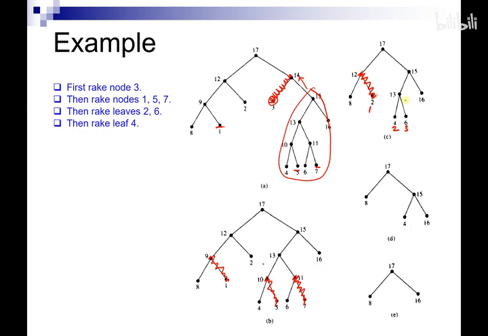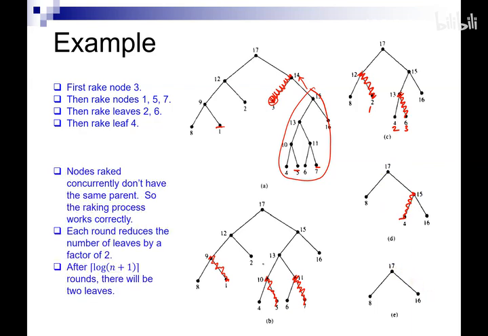If you rake them, you get rid of this, and then you get rid of that, and then you have the situation in D over here. Then you're going to rake the right, and then you're going to redo this, and now you're just going to rake the node 4. So you're going to get rid of this, and you're left with this situation over here. So that's the entire raking process.